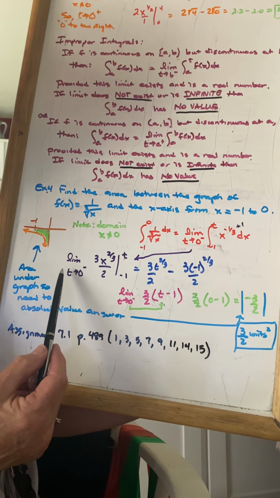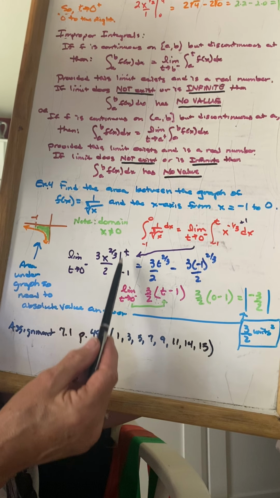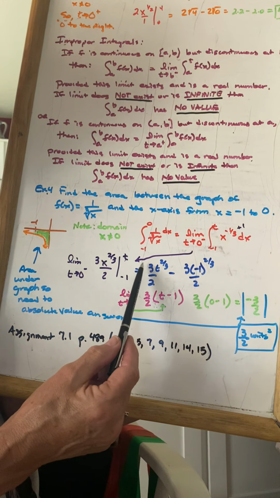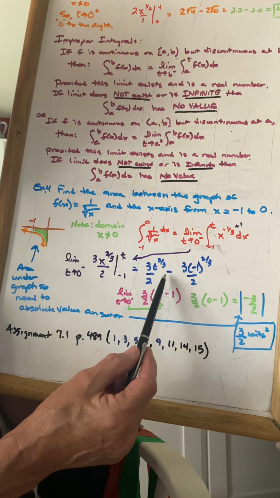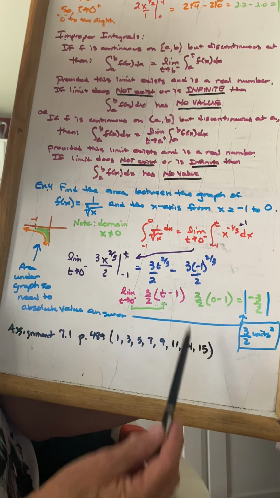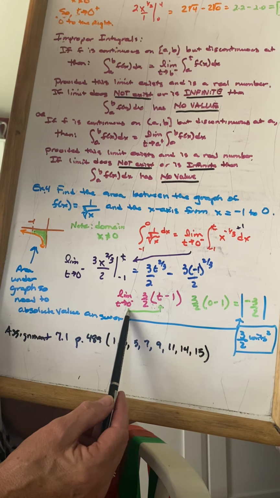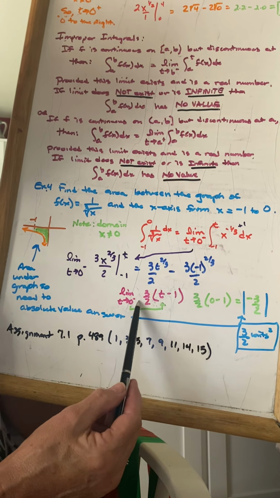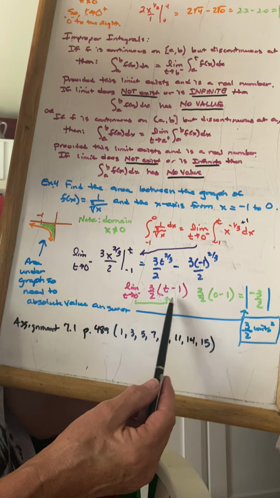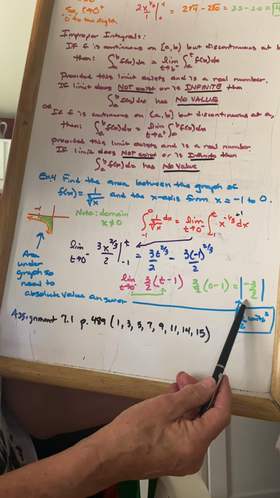But I still have a limit of t going to 0 from the left. I note that it's going from -1 to t. So you put t in first, I get 3t to the 2/3 over 2, minus 3 times -1 to the 2/3 over 2. I decided to pull out the 3/2 because I still have this limit as t approaches 0 from the left. So 3 over 2, as t approaches 0 from the left, minus 1. I put in 0. 0 minus 1 is -1, times 3/2 is -3/2.